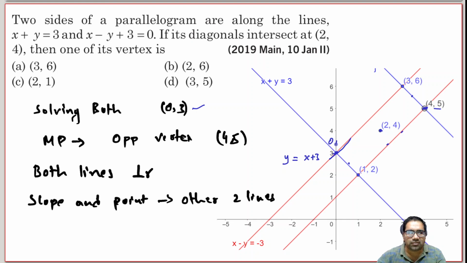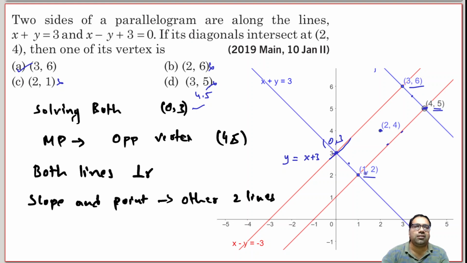Basically we are getting this is (0, 3) and this is (1, 2) and this is (4, 5) and this is (3, 6), all four vertices, right? So (3, 6) is clearly here. (2, 1) is definitely not, it should have been (1, 2), and (3, 5) is also useless, it should have been (4, 5), and (2, 6) is also useless, we have (3, 6). All the four vertices.